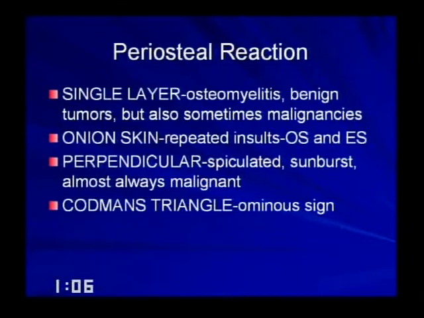I mean, the periosteum can be elevated by blood, pus, tumor, edema, and after 7 to 10 days, it starts to ossify. A single layer of periosteal reaction is pretty nonspecific. We see it in fractures all the time, but it's seen in osteomyelitis and sometimes benign tumors, but rarely malignancies. Onion skin is a little bit more ominous, usually repeated insults. The two biggies are osteogenic sarcoma and Ewing's. Perpendicular spiculated sunbursts, they're almost always malignant. And Codman's triangle, when the periosteum is elevated up in a triangle, is also a very ominous sign.